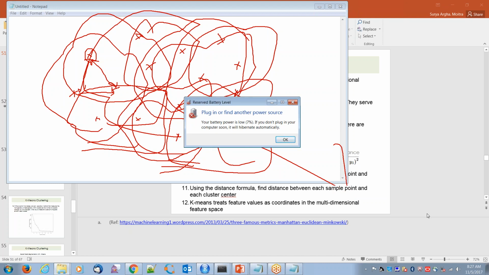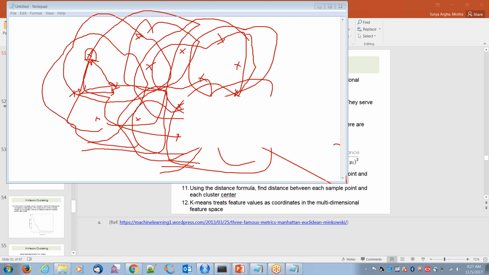For top down, or divisive, the exact reverse is done: we start with just one cluster and break it down into several clusters. That is called divisive.